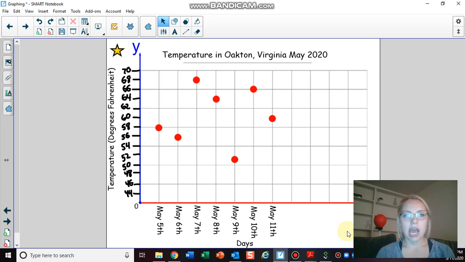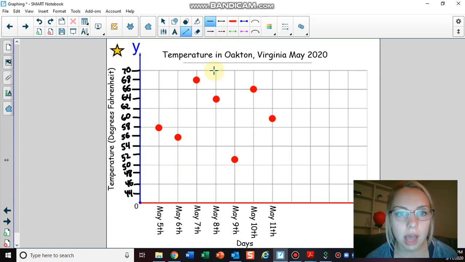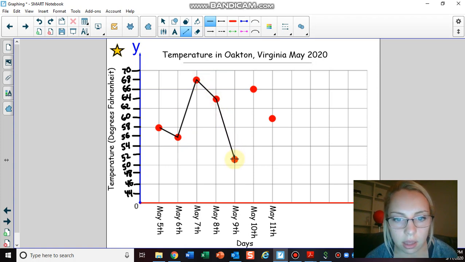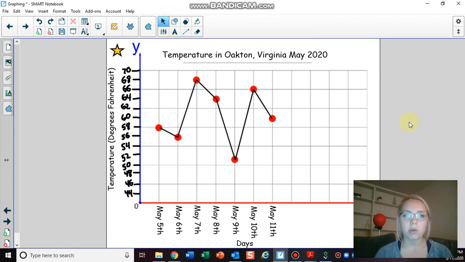Okay, now all of these data points just look like red dots and they don't make much sense right now. We need to use our line tool to connect them. So we're now going to connect all of these dots right here. And now we have our beautiful line graph, right? You can applaud. It looks so cool when it's done. I do love making line graphs for this reason.